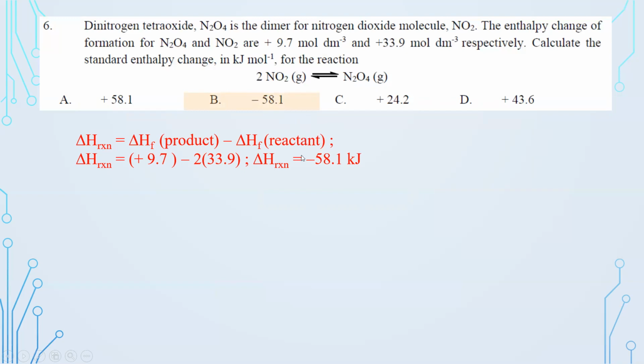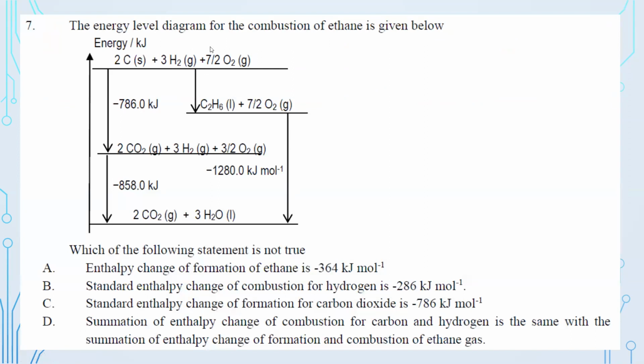Okay, then we go for number 7. The energy level diagram for the combustion of ethane is given below. So let's together study the cycle. Which of the following is not true? A. Enthalpy change of formation of ethane is negative 364. Okay, so let's together see which one is the enthalpy change of formation. So the formation is from where to where? Enthalpy change of formation is from this one to this one. 2C plus 3H2 gives C2H6. Okay, so this is the enthalpy change. And how do we calculate from here?